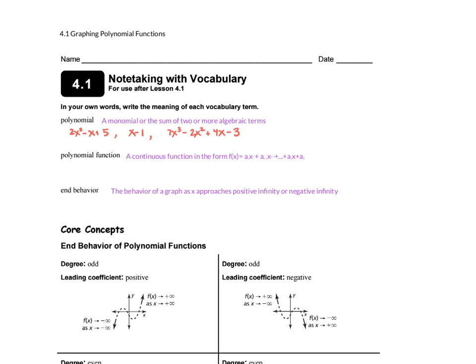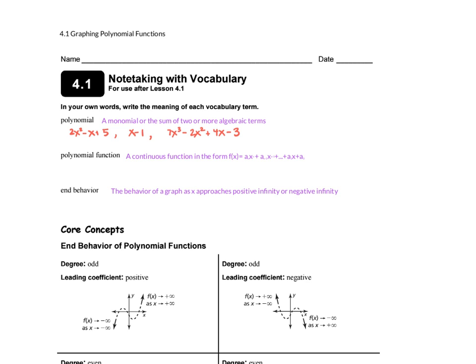But what all of these examples have in common is that the exponents are positive whole numbers. Okay, so that's basically the main thing you're looking for when you're trying to determine if an expression is a polynomial. Make sure that all of your exponents are whole numbers and that they're positive. If that is true, then you have a polynomial.